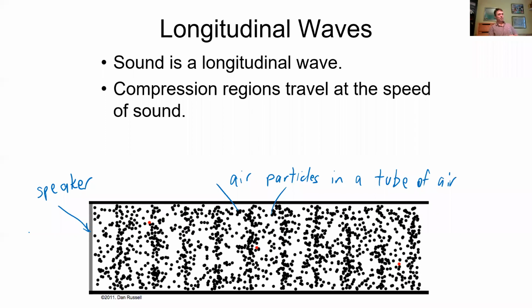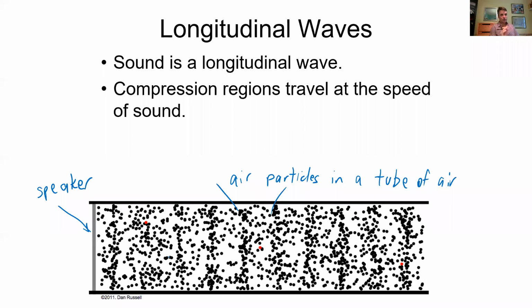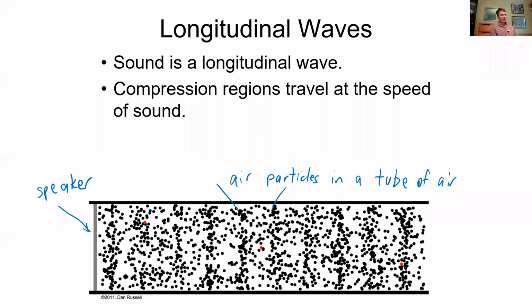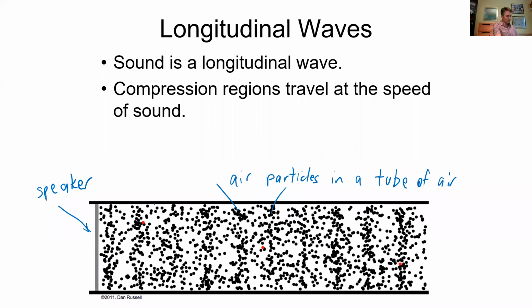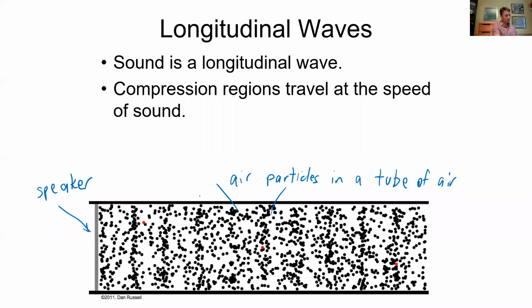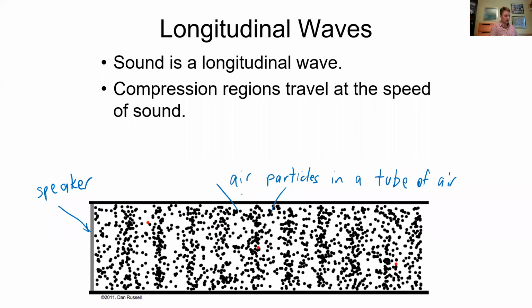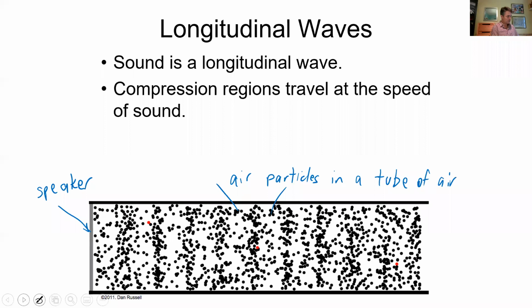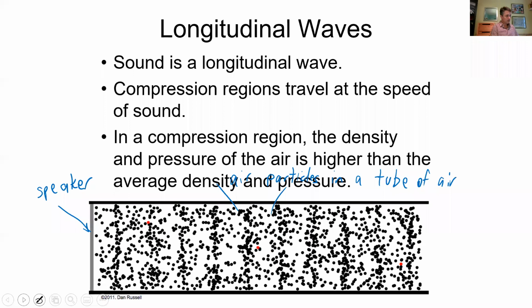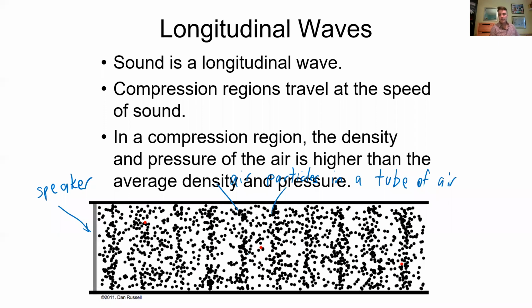You have to blur your eyes a little bit, but you can see that there are compression regions where the particles are sort of bunched up and they're moving steadily along. This is showing a compression moving along. Each compression is moving at the speed of sound from left to right. But the particles themselves, if you just look at this red particle or this red particle, all it's doing is just oscillating back and forth.